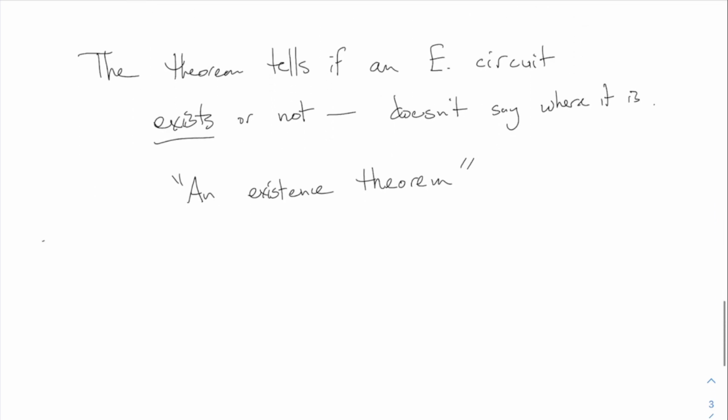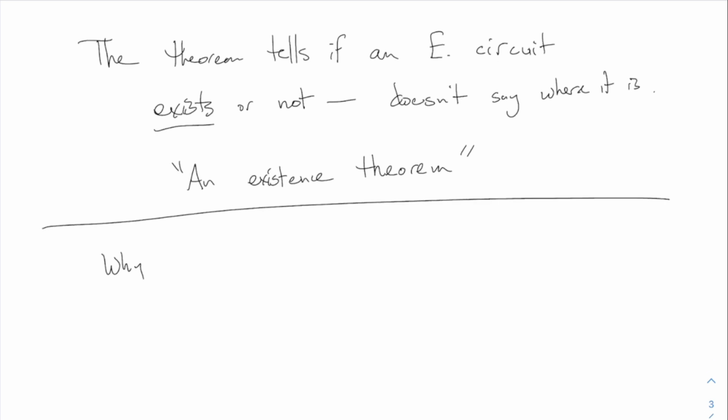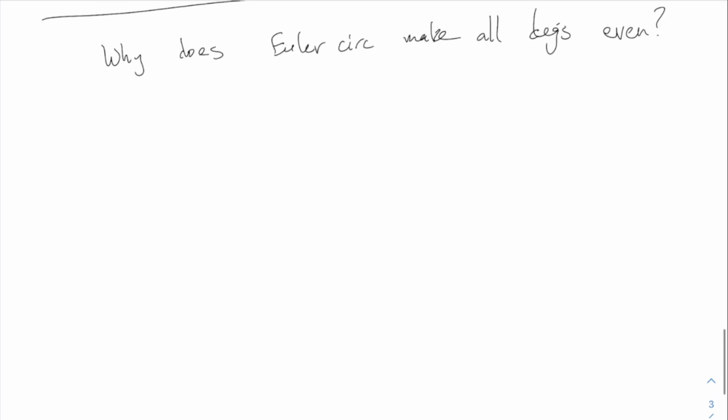Can we talk just briefly about why this is true? It is actually important to understand a little bit about what it has to do with degree being even. So why does an Euler circuit make all the degrees even? Actually, it's not so hard to think this through and realize that if there is an Euler circuit, then all the degrees have to be even.